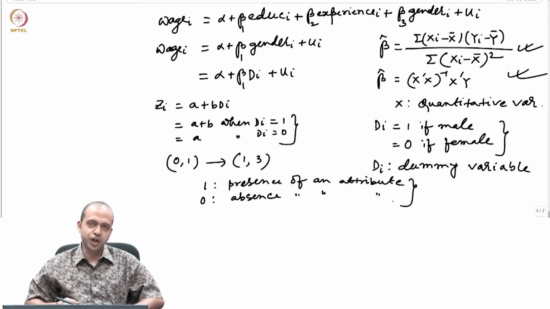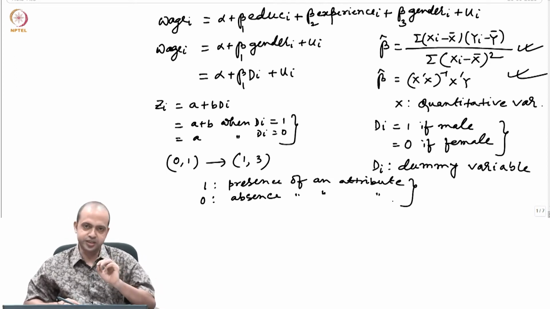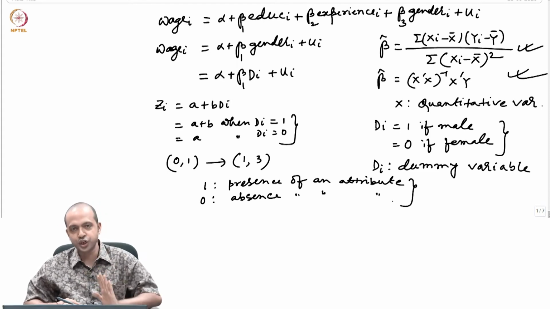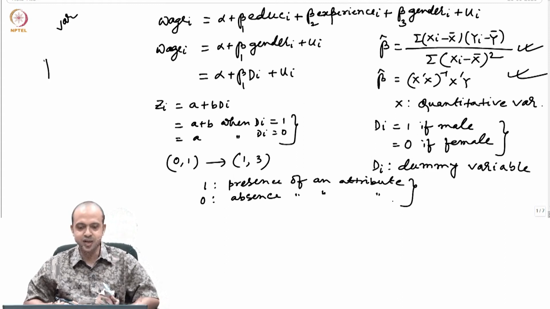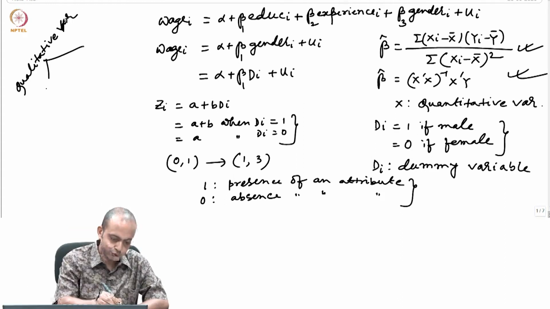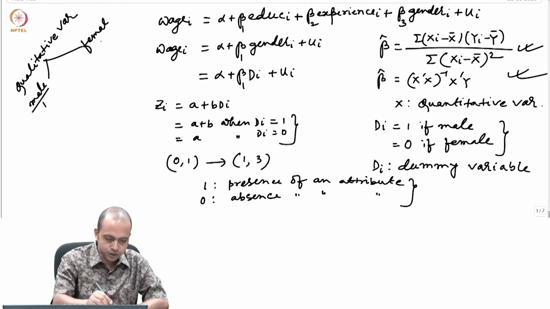The only thing I am saying is that 1 indicates presence of an attribute and 0 indicates absence of an attribute for the qualitative variable. So, here male and female are the two categories of the qualitative variable. Category 1 is male, and this is female. So, this is 1, this is 2, these are called categories. So, we have two categories.